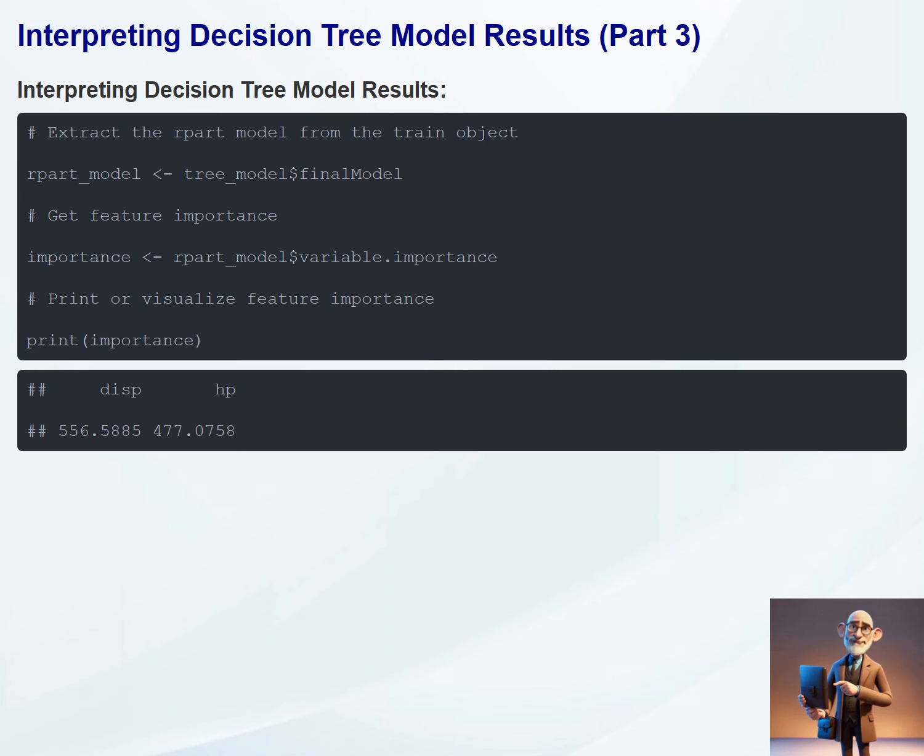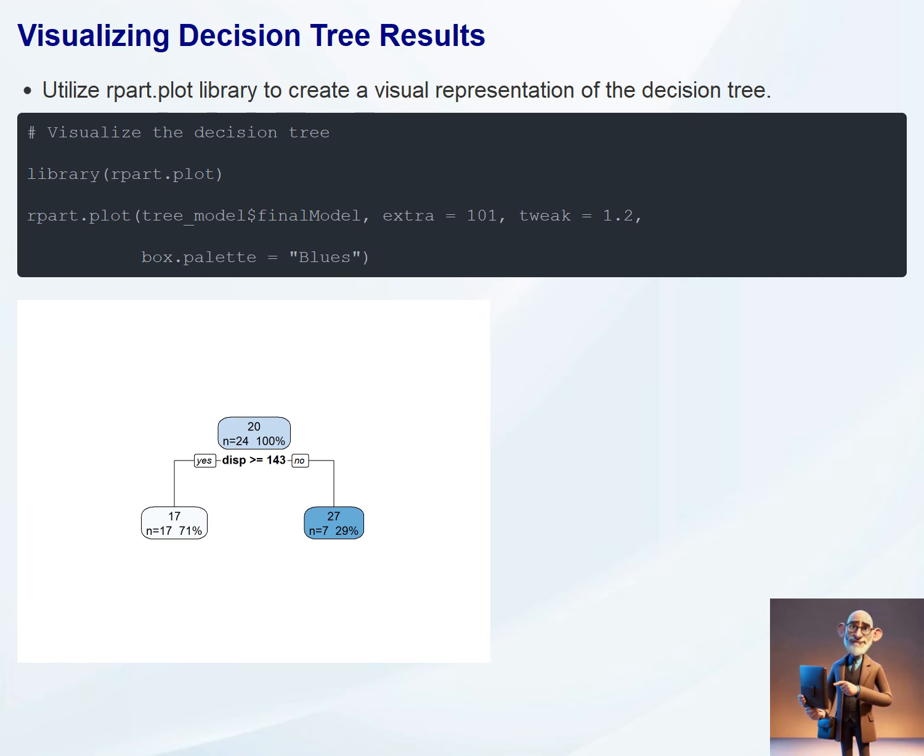By printing or visualizing the feature importance, we obtain a clear picture of the hierarchy of variables, allowing us to focus on the most influential ones. This insight aids in refining our model, optimizing its performance, and gaining a deeper understanding of the factors driving its predictions.